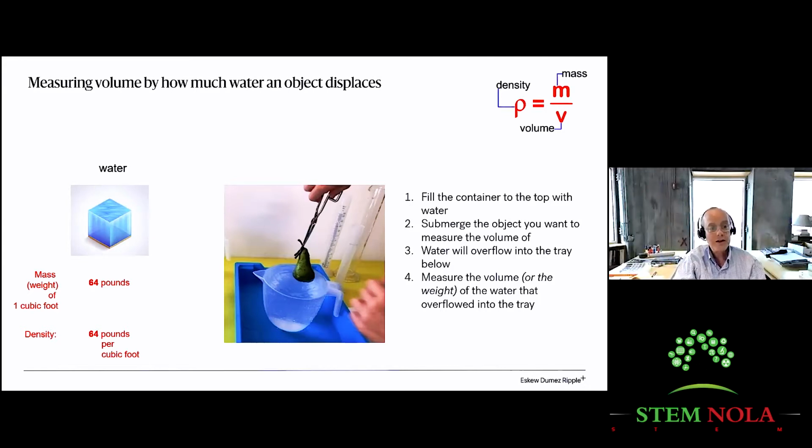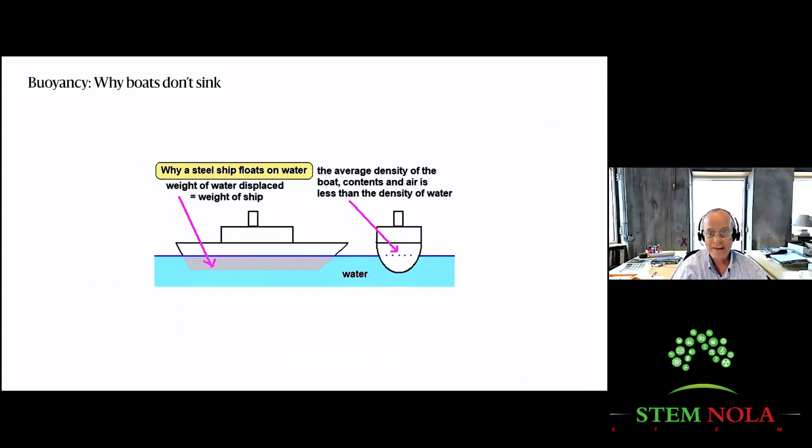Either way, because we know that the density of water is 64 pounds per cubic foot, you can measure the weight or you can measure the volume. Either way, you can tell exactly how much water came out and therefore what the volume was of that object.